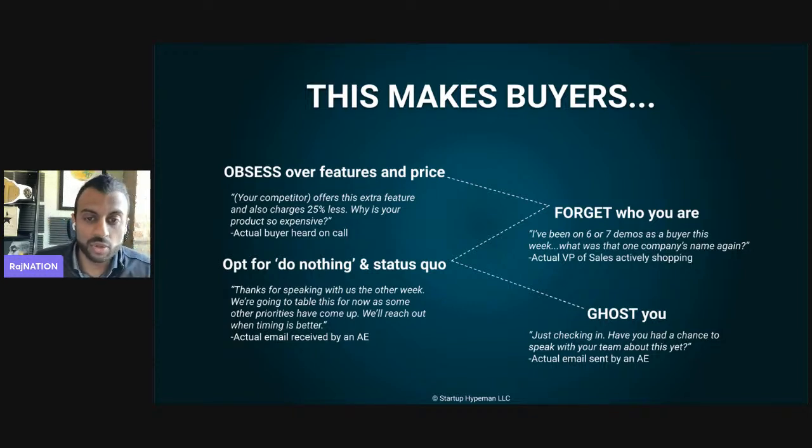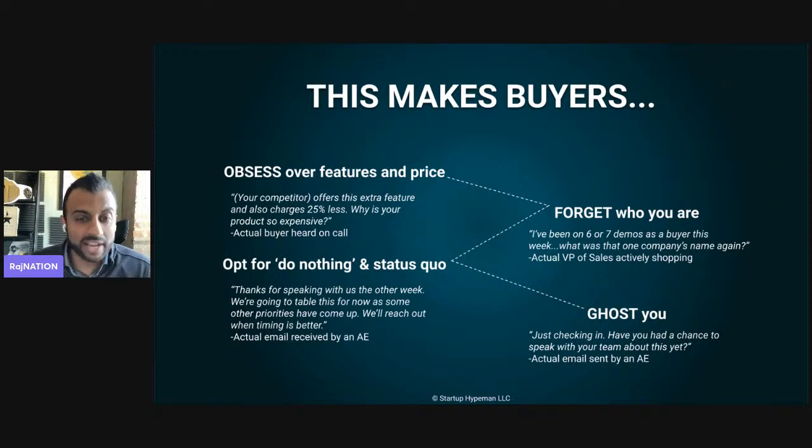Or in the forgetting who you are, I was actually a client of ours who told me that he was trying to buy software for his company, for his team. And I had even actually referred a company to him. I had just been subscribing to their newsletter, and I was like, maybe they would be a good fit for you.